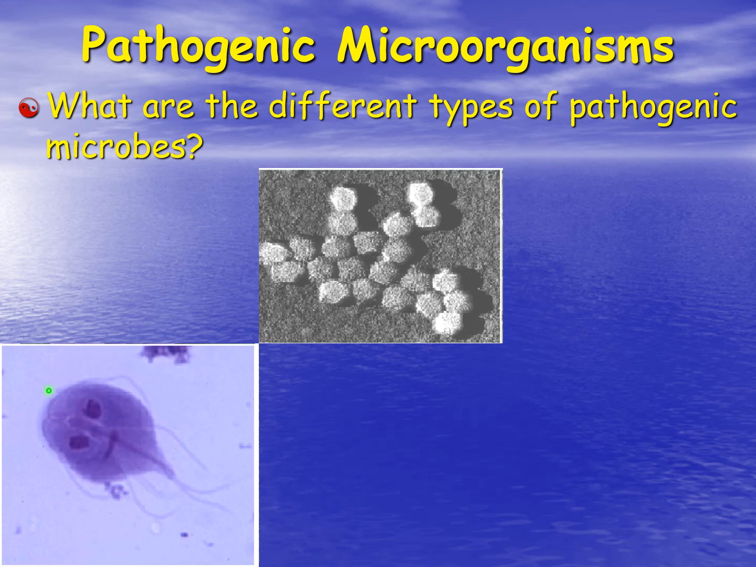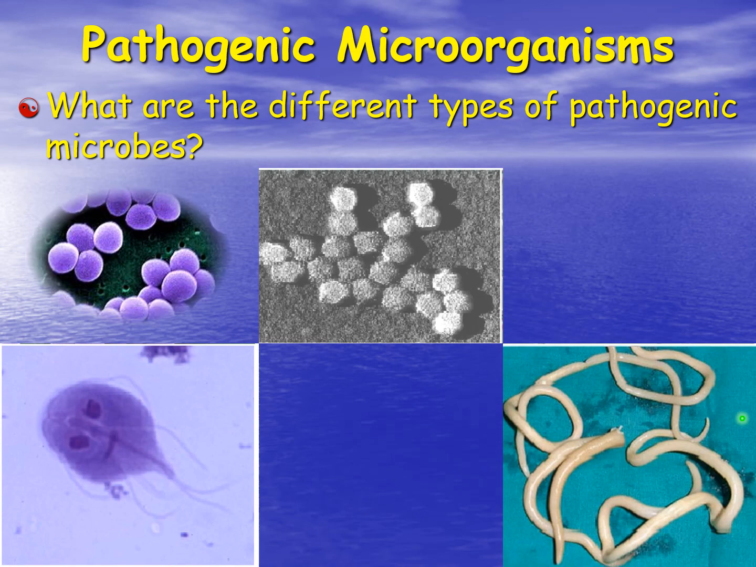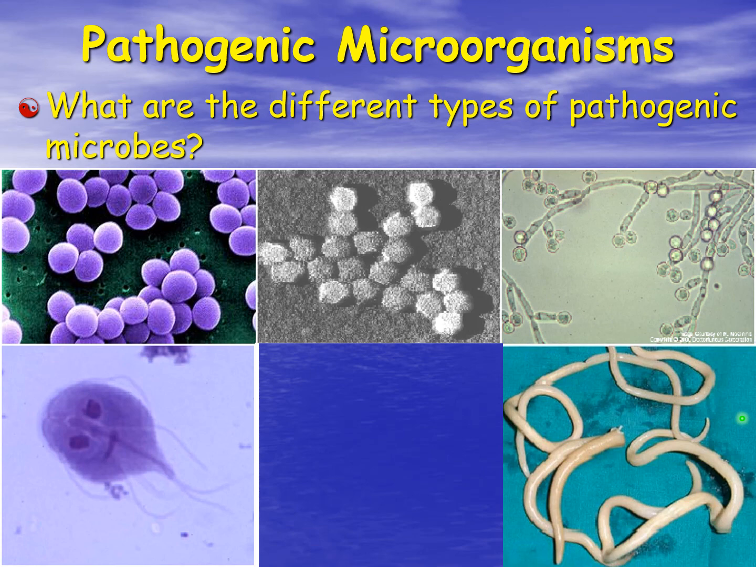Secondly, we'll talk about the protozoan parasites. This is one of my favorite protozoans. Looks like he's got a little monkey face, and this is Giardia lamblia. This represents our helminths. These are some roundworms, and our helminths include the worms and the flukes. Here we have bacteria. Here's the fungus.